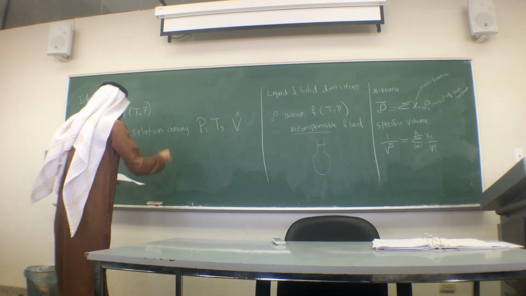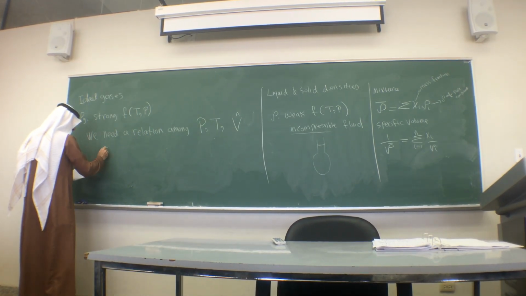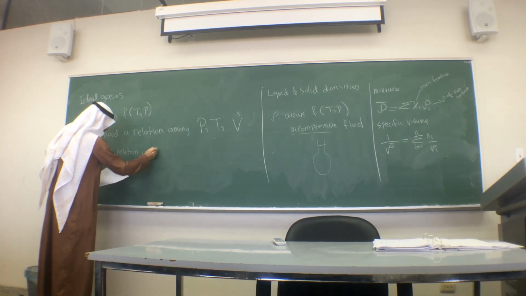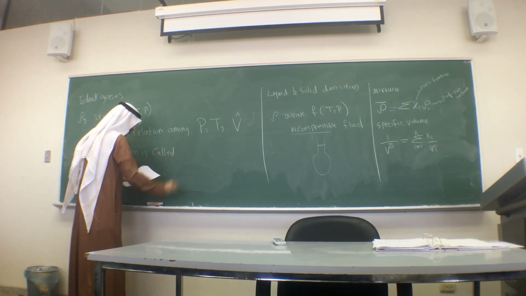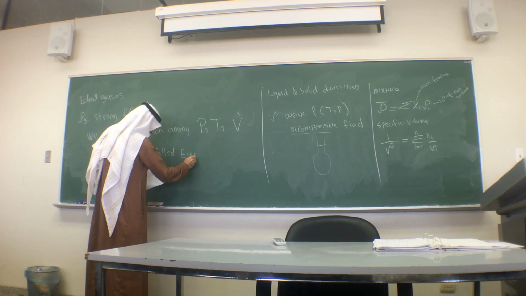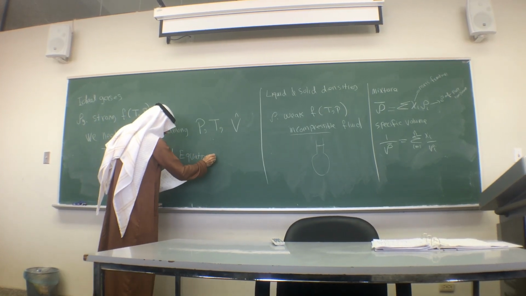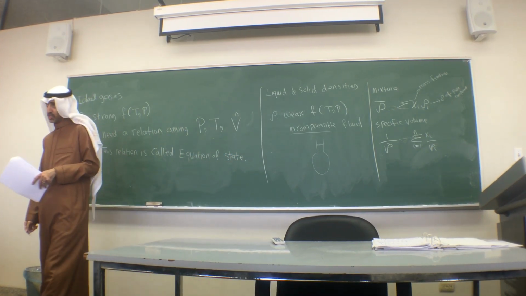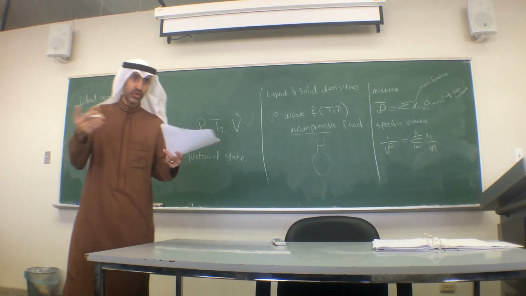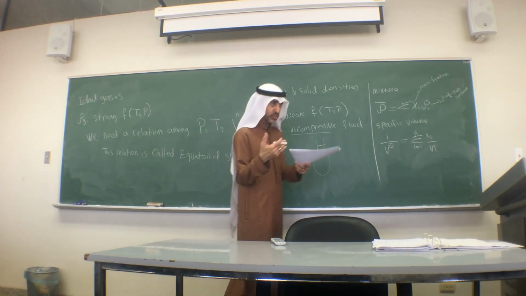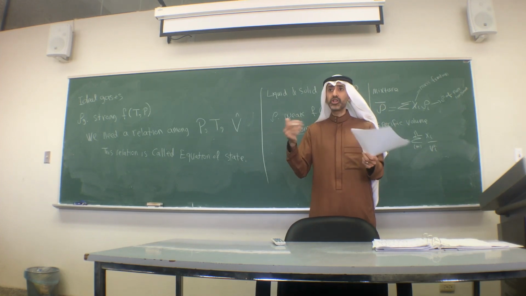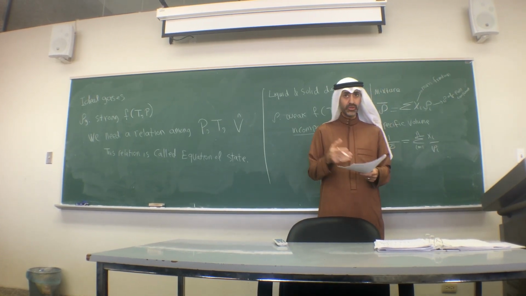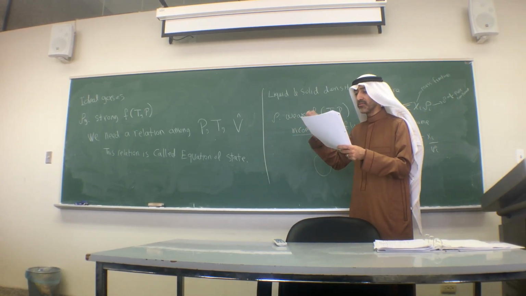This is what we need, and this relation is called the equation of state. If I ask you what the definition of an equation of state is: it is a relation that gives how the pressure, temperature and volume are related to each other. So a relation among T, P, V.